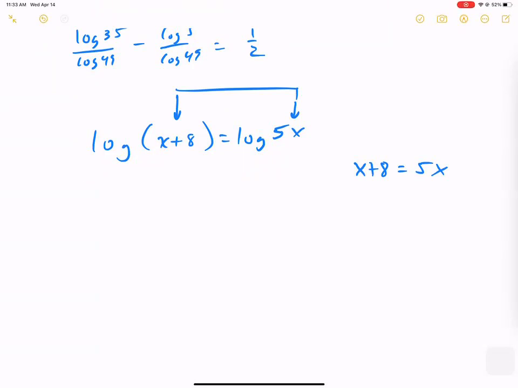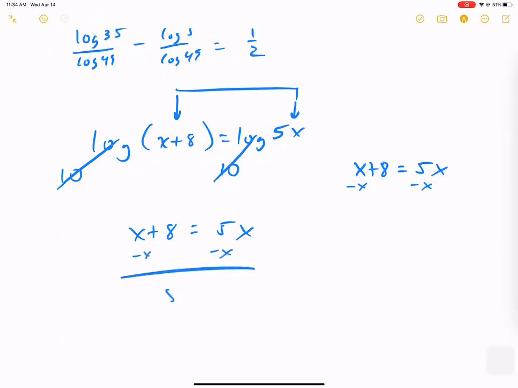All right, so that's one way of doing it. Again, the other way, if I write 10 to both sides, logs will cancel out, leaving me x plus 8 is equal to 5x. So both using some common logic here, or using our algebraic methods, give us the same answer at the end. Let's go ahead and solve it. I'm going to move the x's over. Minus x, minus x. I'll just solve for one side here. 8 is equal to 4x. X is equal to 2.